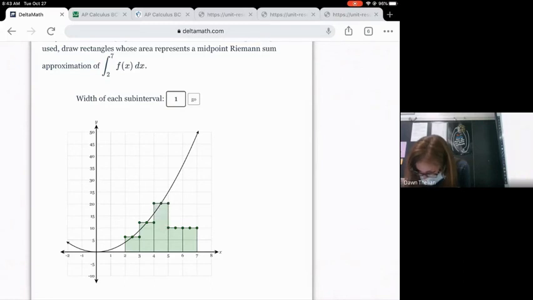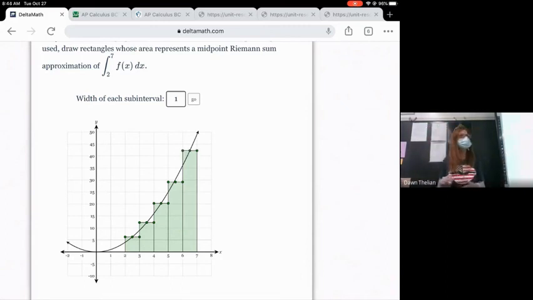Grab the middle, drag it up till it hits the function, grab the middle, drag it up, and so on. If it said an LRAM, we would grab the left side and drag it up. If it said an RRAM, you do the right side. And what this exercise is supposed to do is to help you visualize each different one.